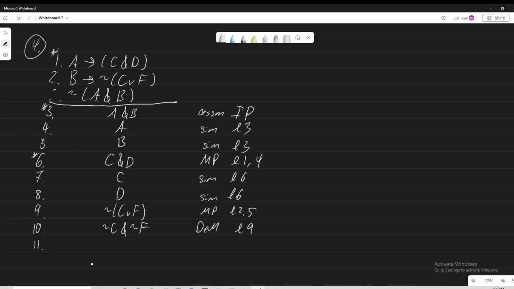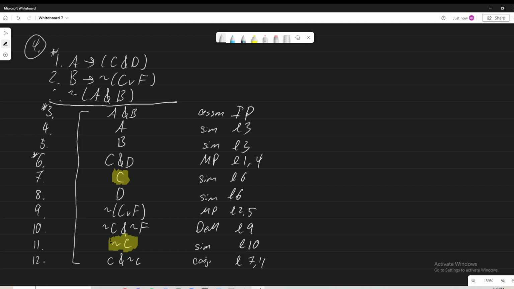Now we have not C and not F, and we could derive not F if we wanted to, but really all we want here is not C, using simplification on line 10. That's because, as you'll note, we already had C here in line 7, and now we have the opposite of C in line 11. That's our contradictory pair. Let's put them into a conjunction with one another, C and not C. Conjunction on line 7 and 11.